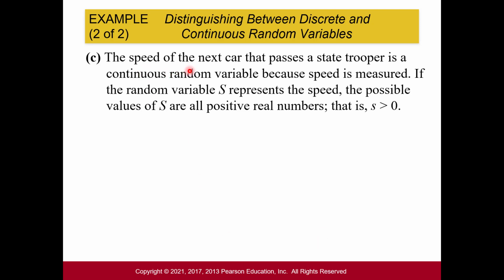Part C, the speed of the next car that passes a state trooper is a continuous random variable. So this is the first time it's not discrete, and that's because of how speed is measured. If the random variable S represents the speed, the possible values of S are all positive real numbers such that S is greater than 0. So depending on the instrument that we use to measure speed, it can be accurate to the mile per hour or more accurate. It could be 1 decimal place, 2 decimal places, and so on. And so this is going to be a continuous random variable. It can take on any value that's positive in this situation.